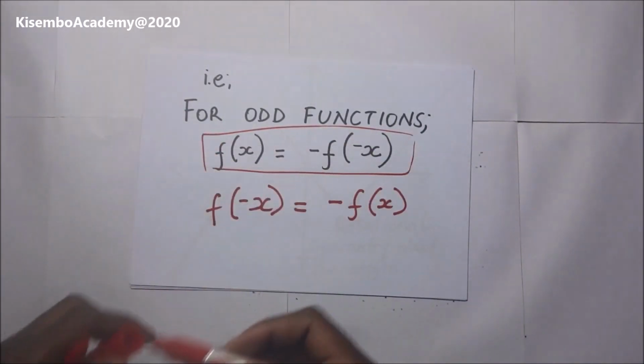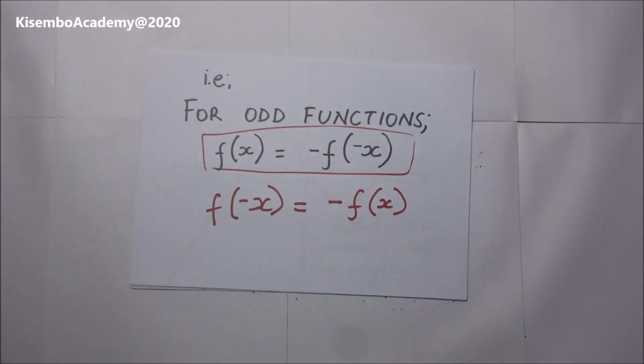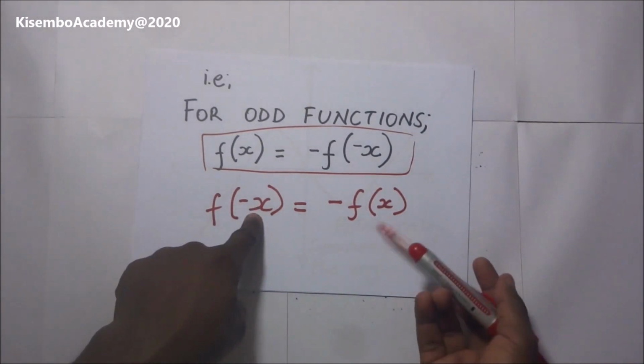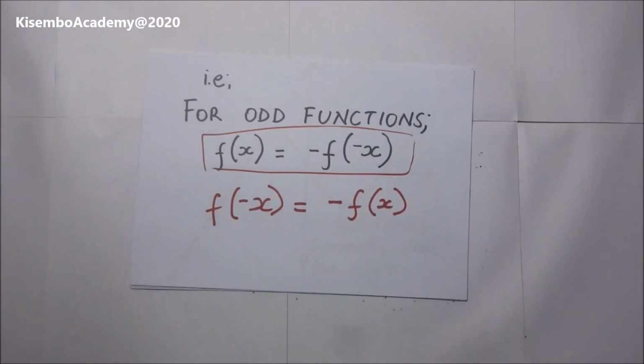So that is for odd functions. This is how the relation comes out for odd functions: when you put a negative x in the place of x, it's going to return this as your answer.